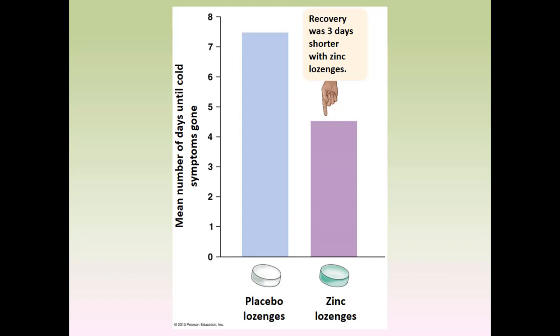Here we have two groups of individuals. One receives a placebo lozenge, and the other receives zinc lozenges when they first start getting a cold. And we're going to then measure the number of days until cold symptoms are gone. And we see here that those with the zinc lozenges had 3 days shorter period of symptoms.